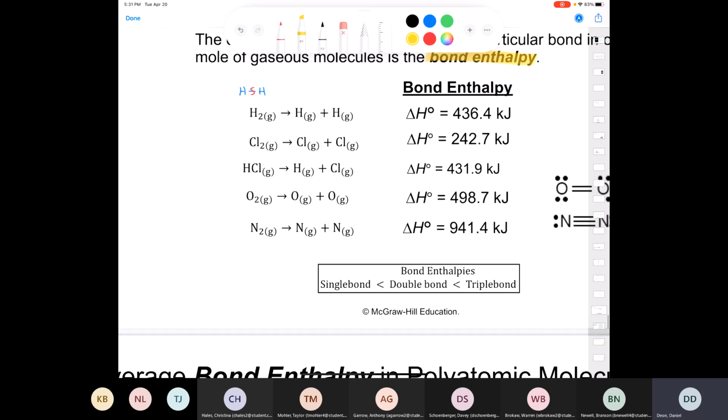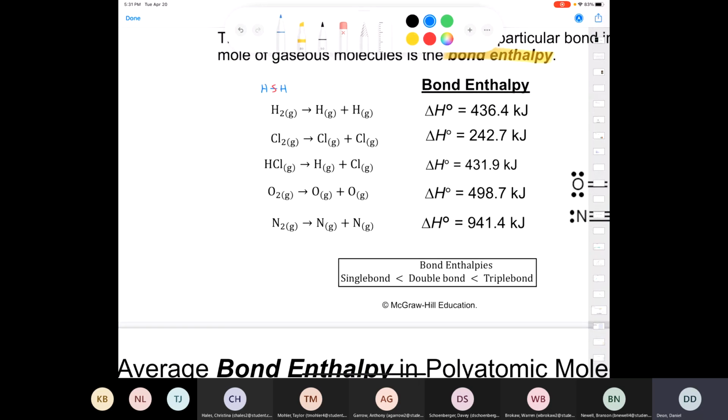What if you had Cl2? Right, Cl2 is just this. Chlorine is a diatomic molecule. But if you want to break that bond between the 2 chlorines, it's going to cost you 242.7. What if you had HCl, hydrogen chloride gas? That's perfectly legitimate. What if you wanted to break that bond? How much energy would it take? It takes 431.9. Let's keep going.